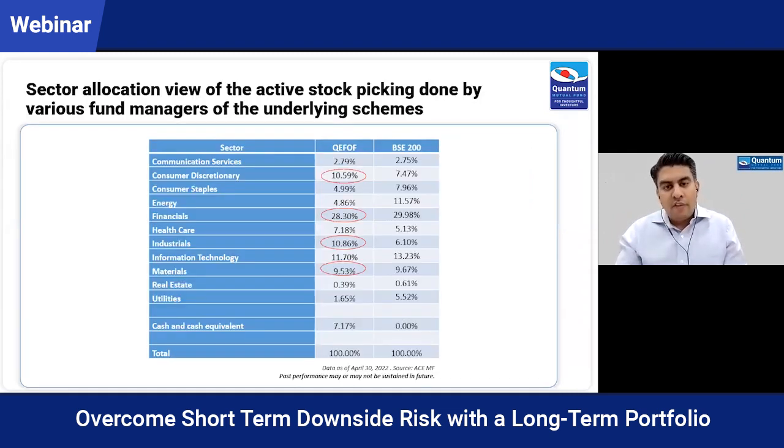And if you look at it from a sector allocation perspective, again, consumer discretionary, we expect to do well. It is higher allocated than the index. Financials are almost similar to what the index weight is. It is higher allocated to industrials and higher allocated to materials, which we think will benefit because of the upswing in the economy.